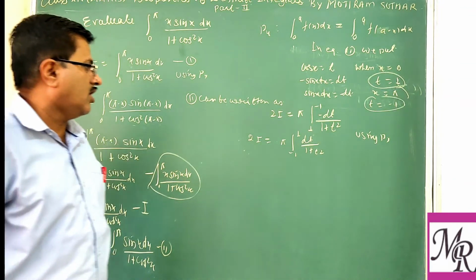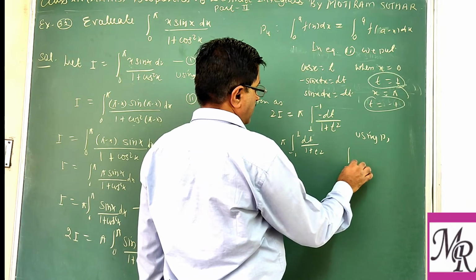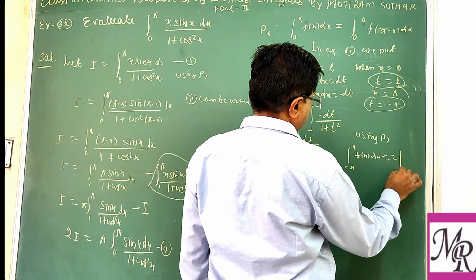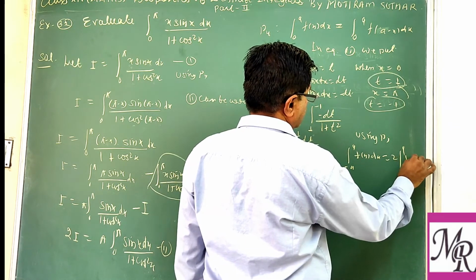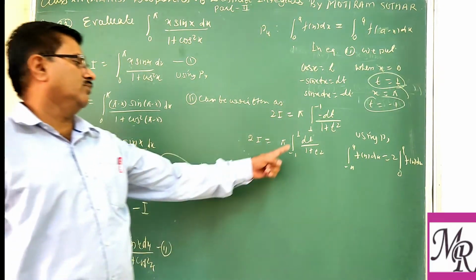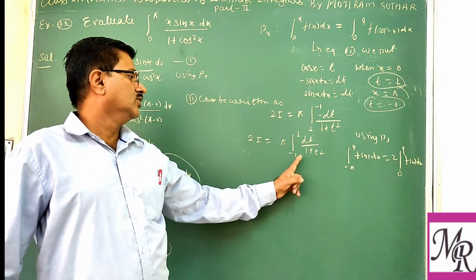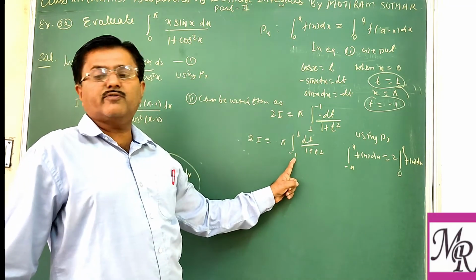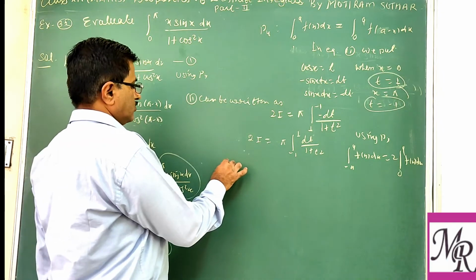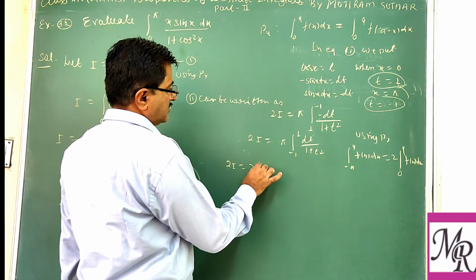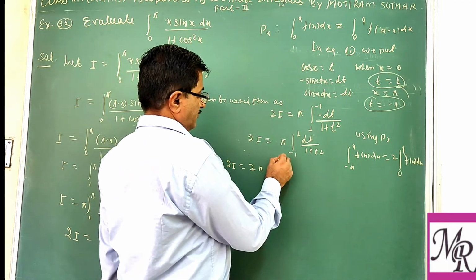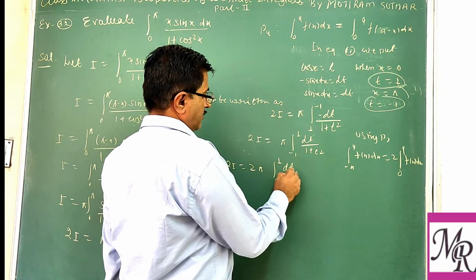So if it is even, then you can use the property P7, and according to P7 this will be twice of 0 to a f(x) dx, that is, the integral from minus a to a of f(x) dx is equal to twice the integral from 0 to a of f(x) dx if the function is even. Because 1 upon 1 plus t square is even, we can use this property since the limit is from negative to positive. So 2I equals twice of pi from 0 to 1 dt upon 1 plus t square.